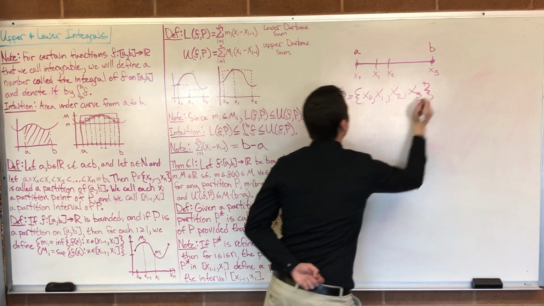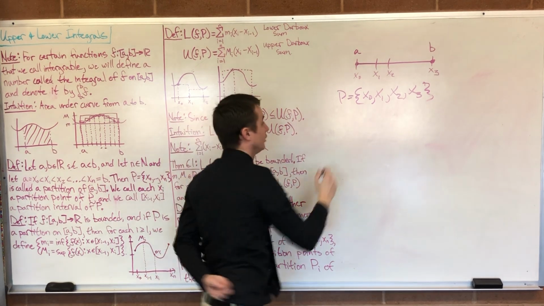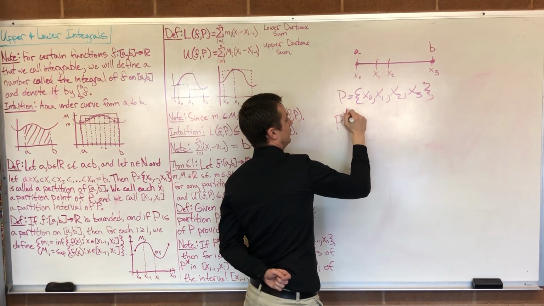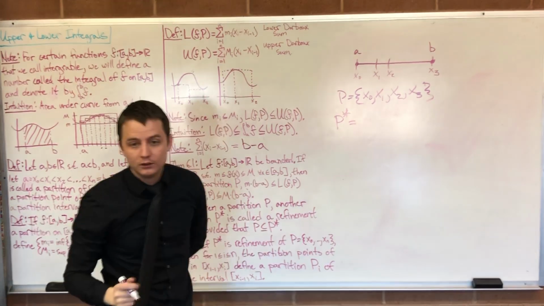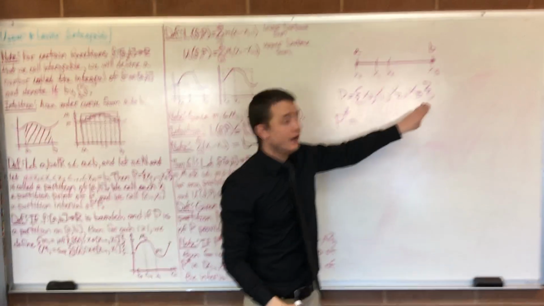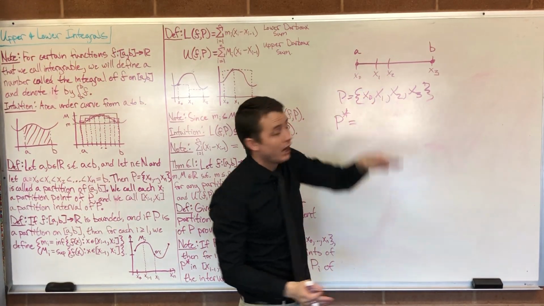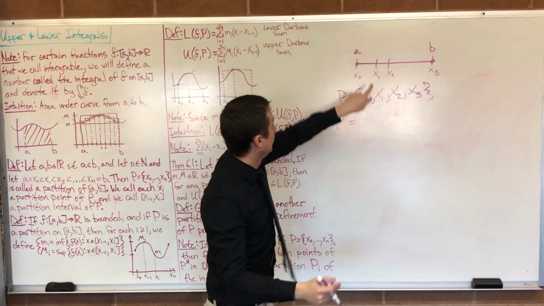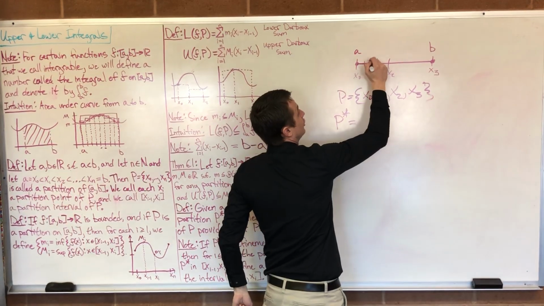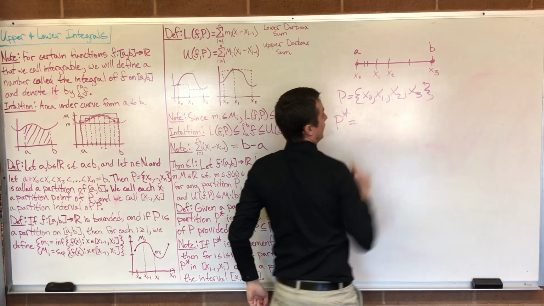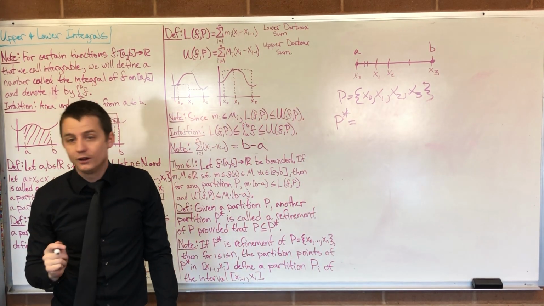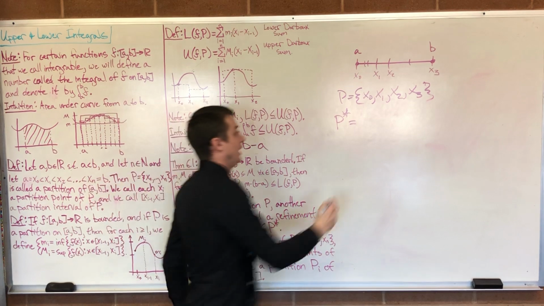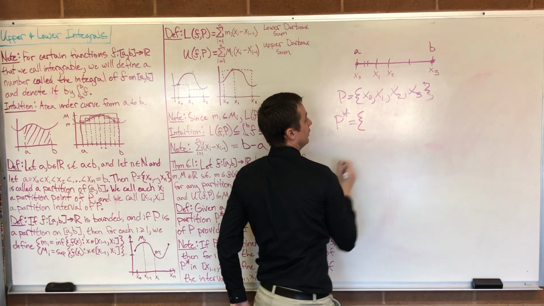Alright, now we are creating a refinement on P called P star. How do we create a refinement? We take our initial partition and we just add more points. We divide this up into even more pieces. That's what a refinement is. So maybe I add 2 points there and then a point there. Okay, that's now a refinement of P. So we might use for this.